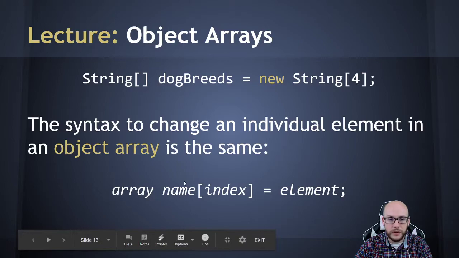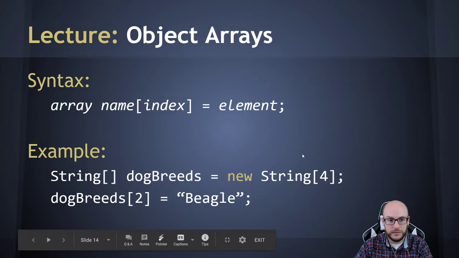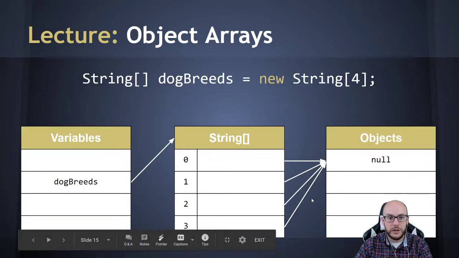If we come in here with our syntax where we take the array name, in this case dogBreeds, we pick an index using square bracket notation, and we tell it to point at some string, right? We're saying dogBreeds at 2 is going to be beagle. What I'm doing is taking this variable, telling it to stop pointing at null, and telling it to point to beagle instead.